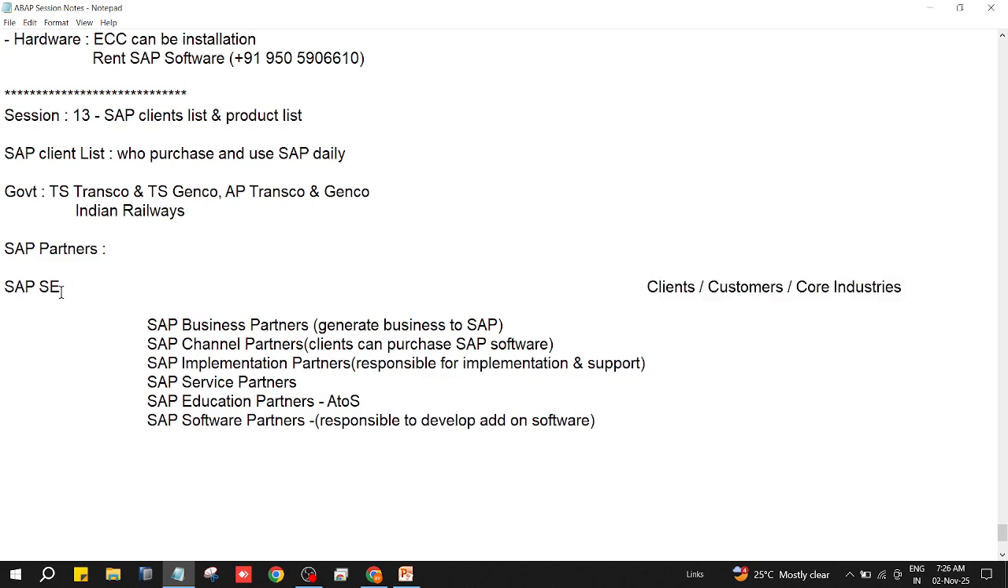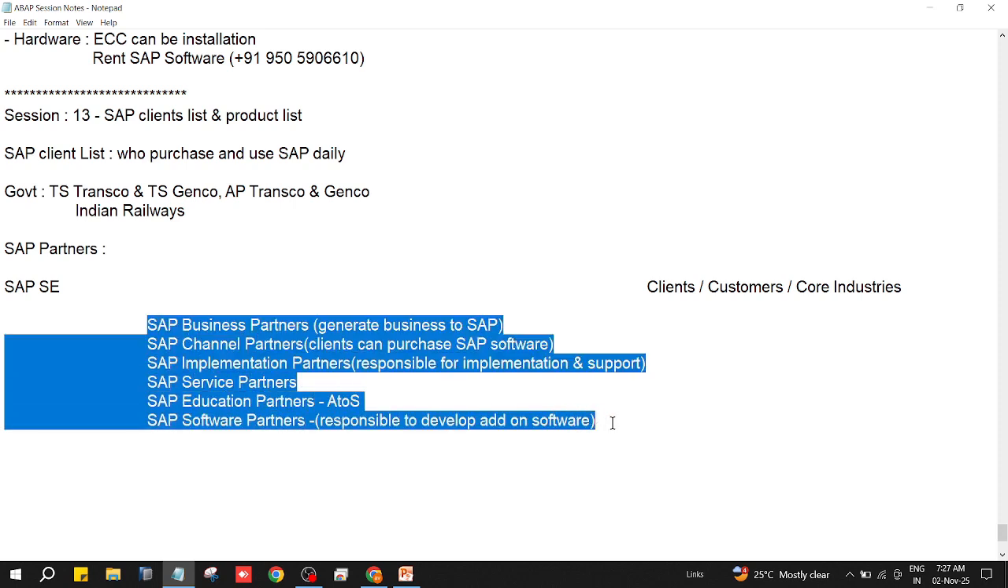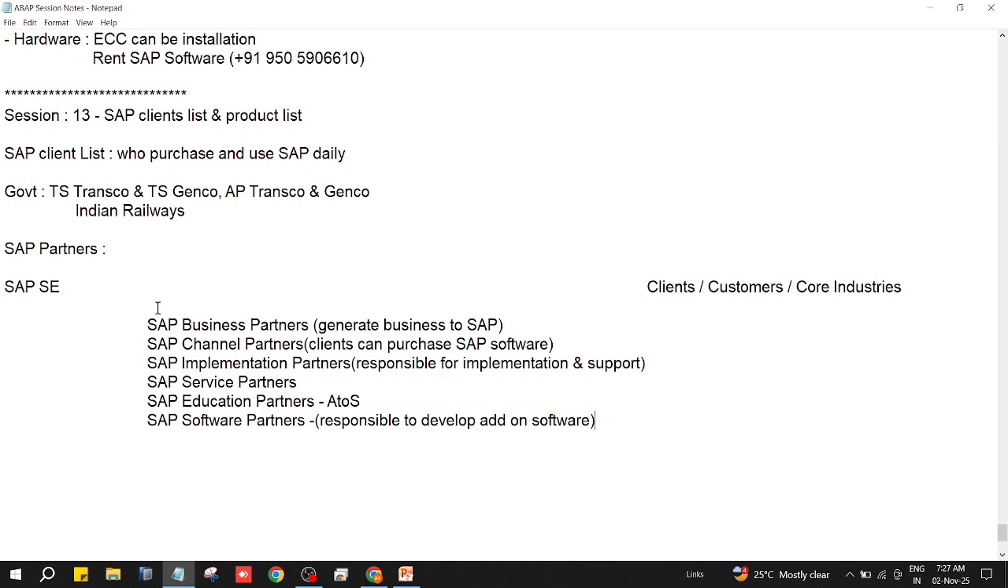Apart from SAP core software, add-on software also will be there. So this is the way these companies are getting business and revenue. But they have to adhere to the SAP rules and policies. So by the nature of business they do, there are so many SAP partners in the market. Okay, one is the clients list, second is the partners list. So this is the second way of explanation. Hope you guys understand this.